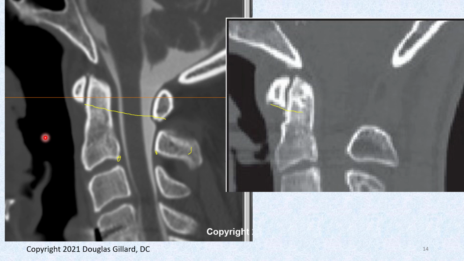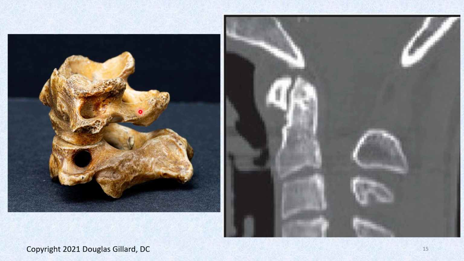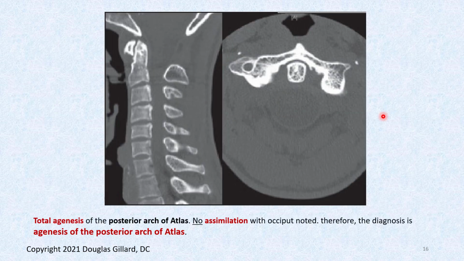If we draw a line here, there's nothing, right? We can still put these two together. So that's the property of C2. There's the dens. So yeah, another one. We're missing the arch. See how that works? And if we put the real bones side by side here, we can see it's a lateral view of atlas and axis. There's axis here, there's atlas. Anterior tubercle, posterior arch. And you can clearly see there's nothing here. So that's agenesis of the posterior arch.